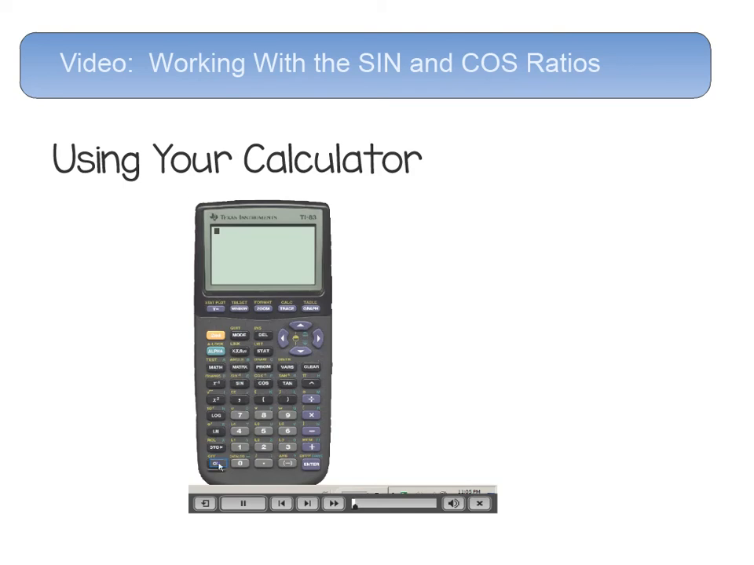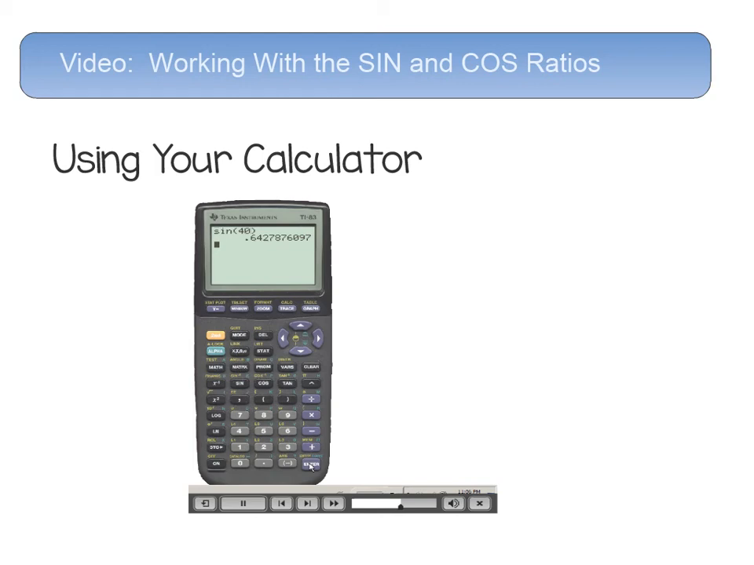Now, make sure your calculator is on. We want to find the sine of 40 degrees, so we're going to click on sine, type in 40 degrees, close the bracket, and press enter. We will now notice we have an answer, 0.6427876097, but we were asked in the question to express it to 4 decimal places.